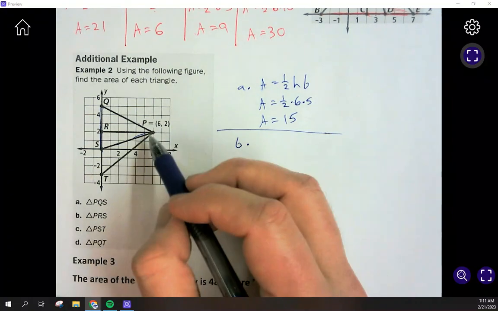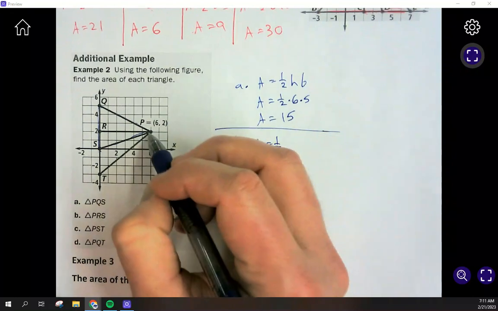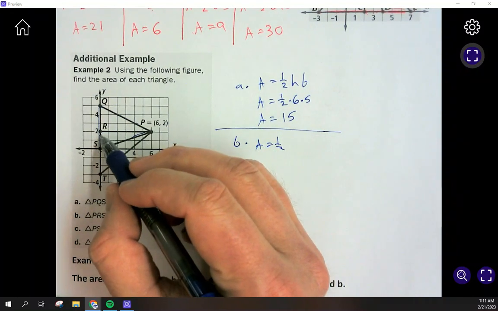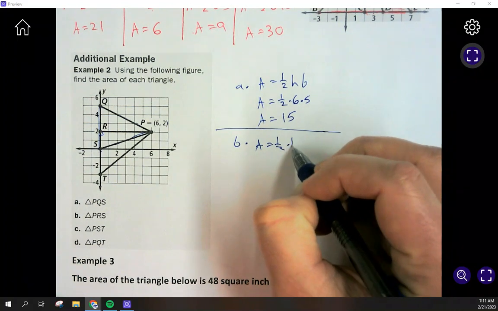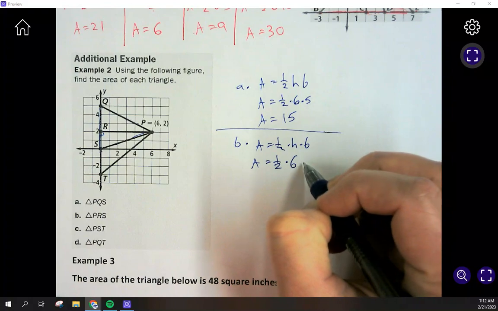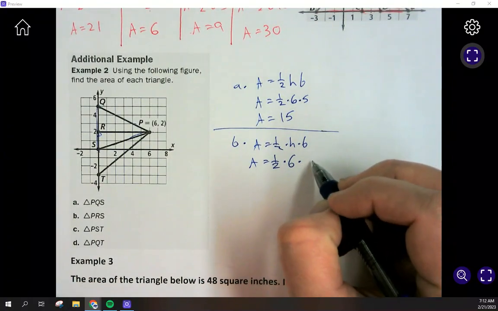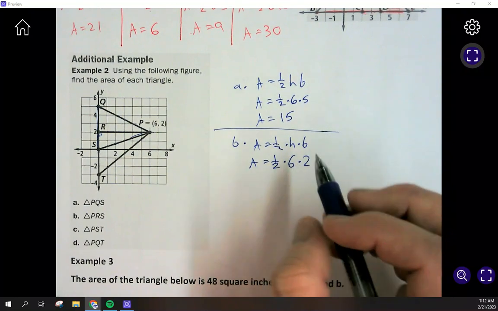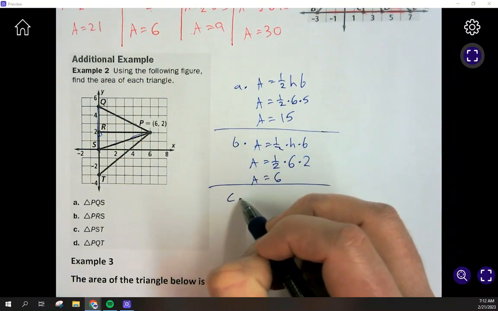Okay, letter B, PRS, the little skinny one. PR is still the height, 90 degrees hits right here. So we're still going to say height times base. The height is still 6 of that triangle, and now the base there is just 2. Half of 6 is 3 times 2 is 6. Letter C.